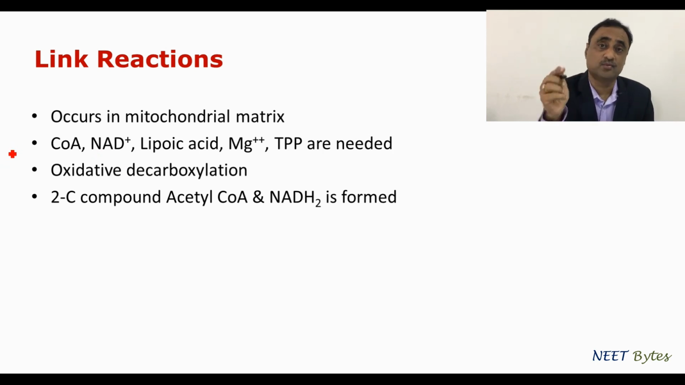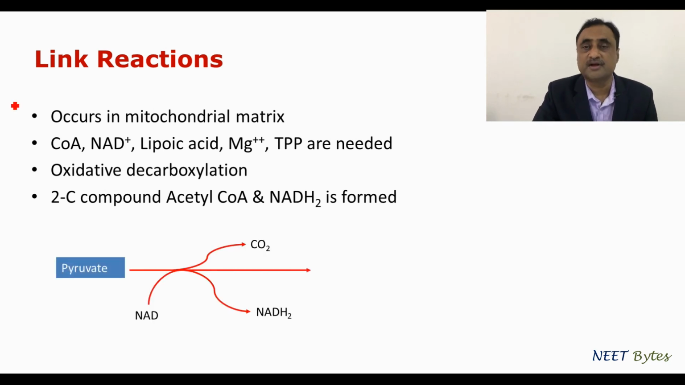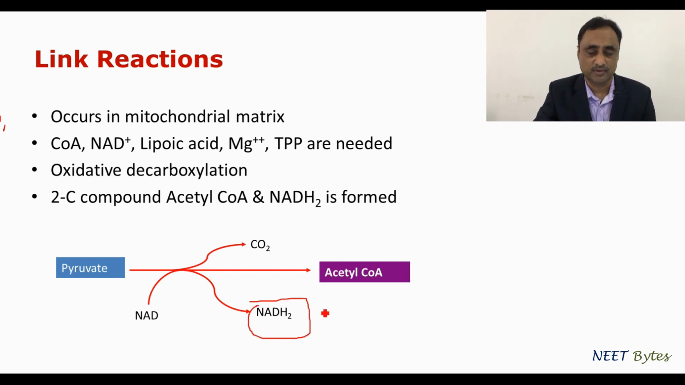5 cofactors are required. What are they? They are lipoic acid, coenzyme A, magnesium ion, and thiamine pyrophosphate. So these 5 cofactors are actually required. Okay. So as a result of oxidative decarboxylation, what happens? The 3-carbon compound pyruvate is converted into a 2-carbon compound, acetyl coenzyme A. And in the process, one molecule of NADH2 is also formed. Okay. So one molecule of pyruvate forms one molecule of NADH2 and one molecule of acetyl coenzyme A. So this acetyl coenzyme A finally enters the Krebs cycle.